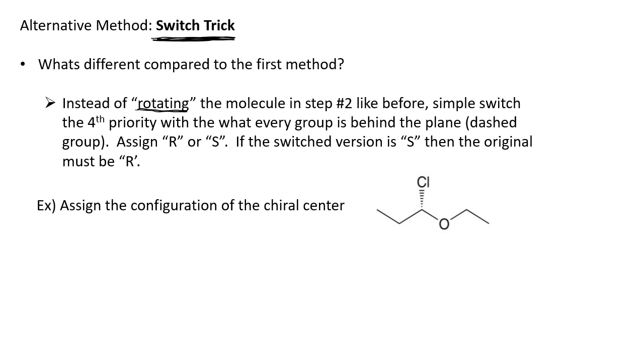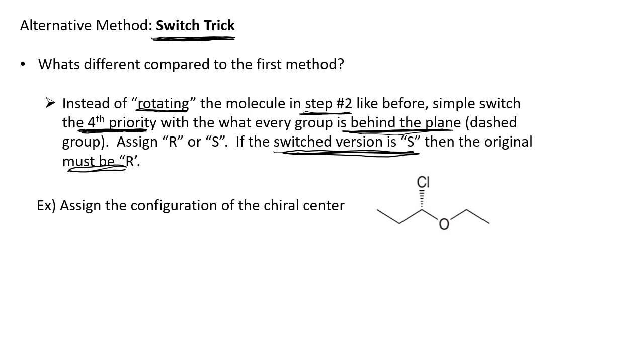Instead of rotating like we did in step 2, we're simply going to switch the 4th priority group. We're going to switch number 4 with whatever happens to be behind the plane. So switch 4 with whatever is the dash, and then we just proceed from there. Now the trick is, if the switched version ends up being an S, then the original is R, and vice versa. If the switched version is an R, then the original will be an S.